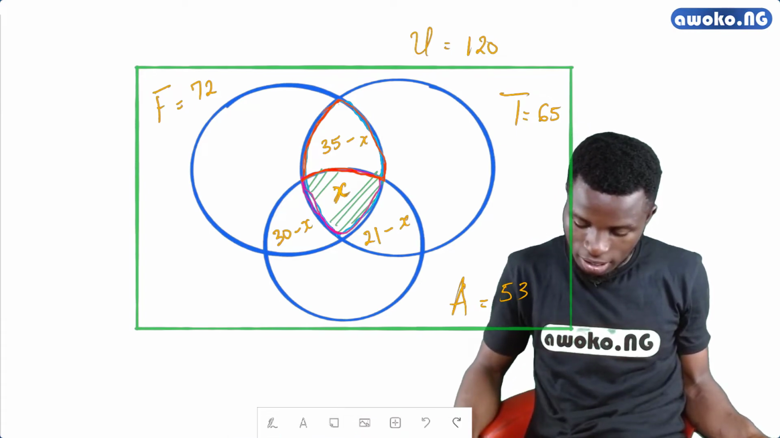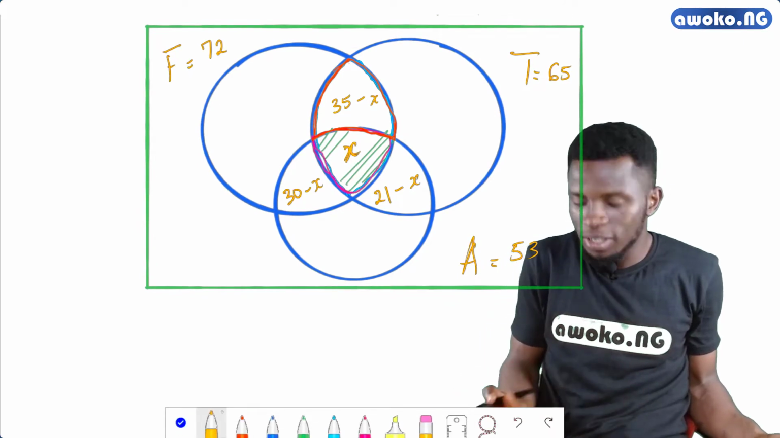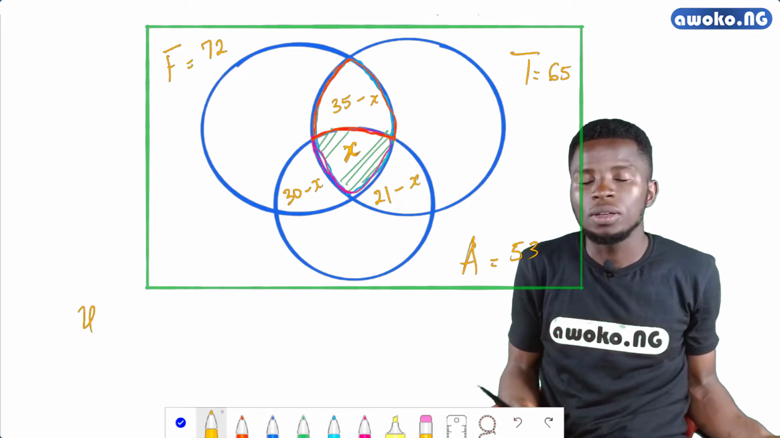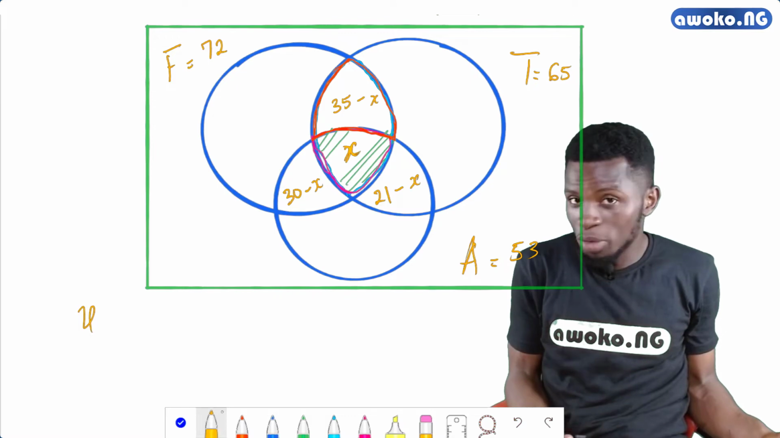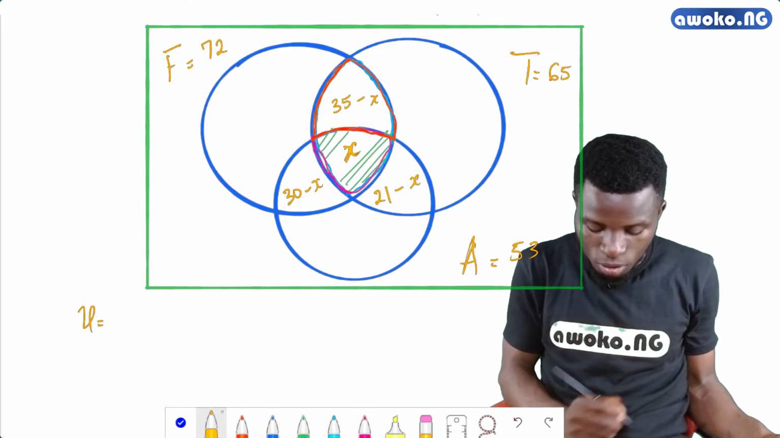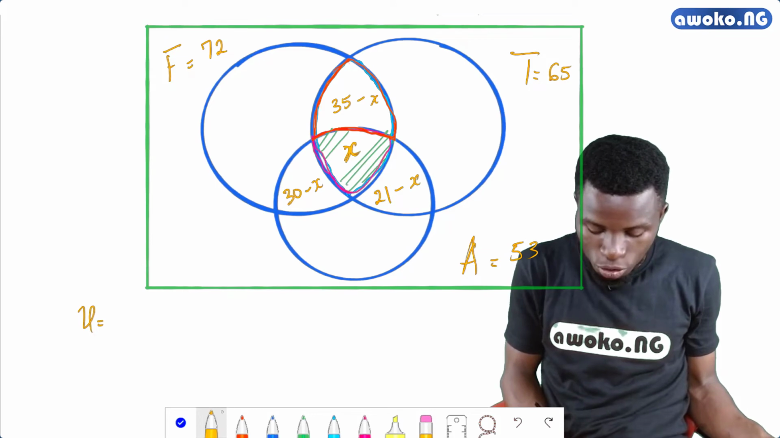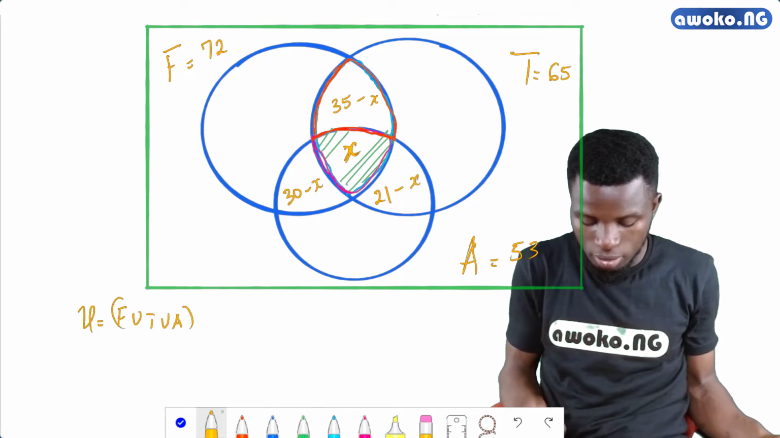And the formula is the union of the sets U. Remember, union is the universal set. And remember, universal set is also the same thing as the union of First, union Trust, union Access Bank.